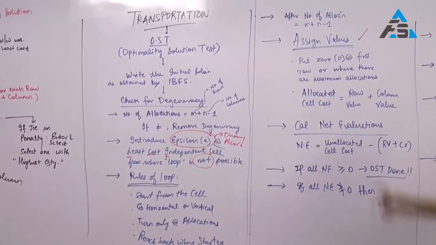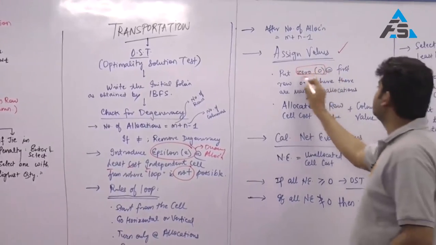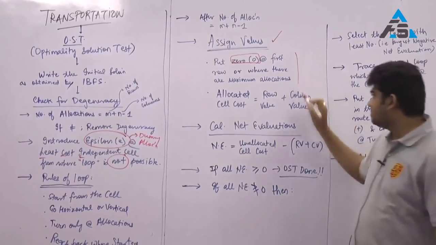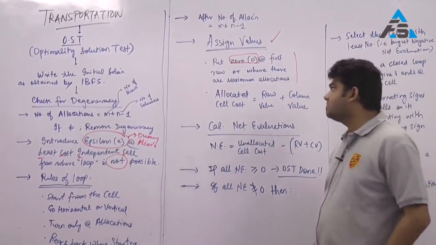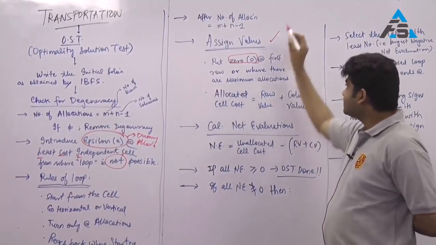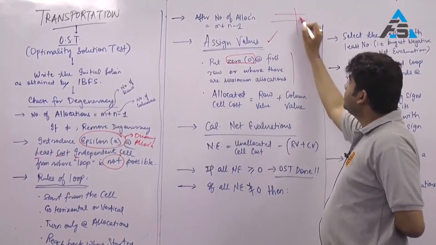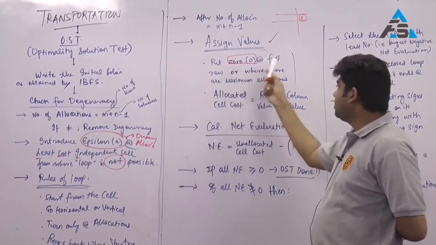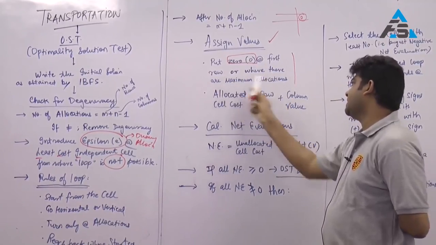How do you assign values? Put 0 at the first row or wherever there are maximum allocations. So this is a procedure where you can choose either of the two, not a problem. So there will be a matrix, put a 0 in the first row and then start. Put 0 at the first row or where there are maximum allocations.